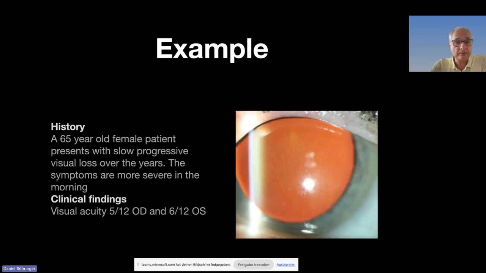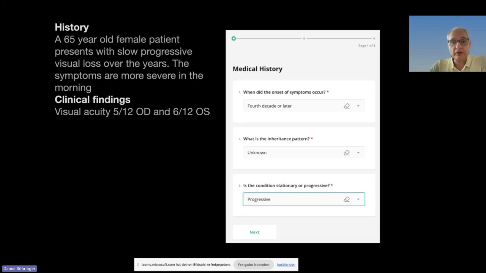This is a patient in a 6th decade with slow progressive visual loss, and the symptoms are more severe in the morning, and she has a moderate decrease of visual acuity. And when you go to this QR code, you get the questionnaire, and this is paged, and the first page has 3 questions, and you can easily answer them. The onset is given. We have no clue on inheritance, but we know that it is progressive.